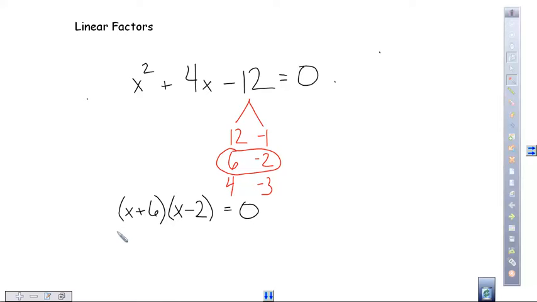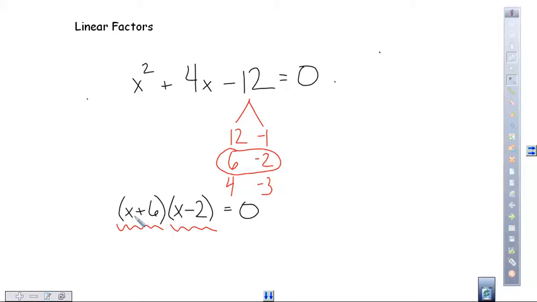What I do want to point out is that this is what we are referring to when we talk about a linear factor. I took this quadratic, it was x squared, but I broke it down into two expressions that are linear. It's just x to the first power. So these are the linear factors of that particular polynomial.